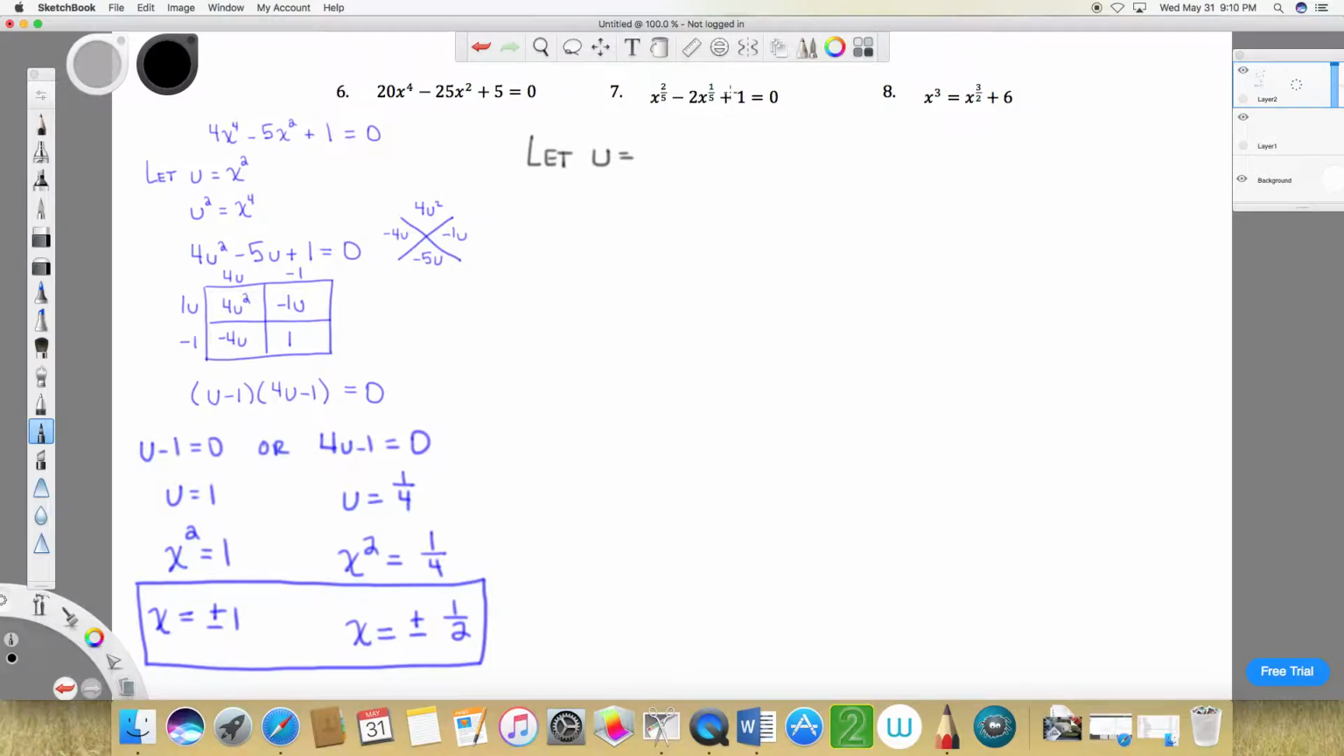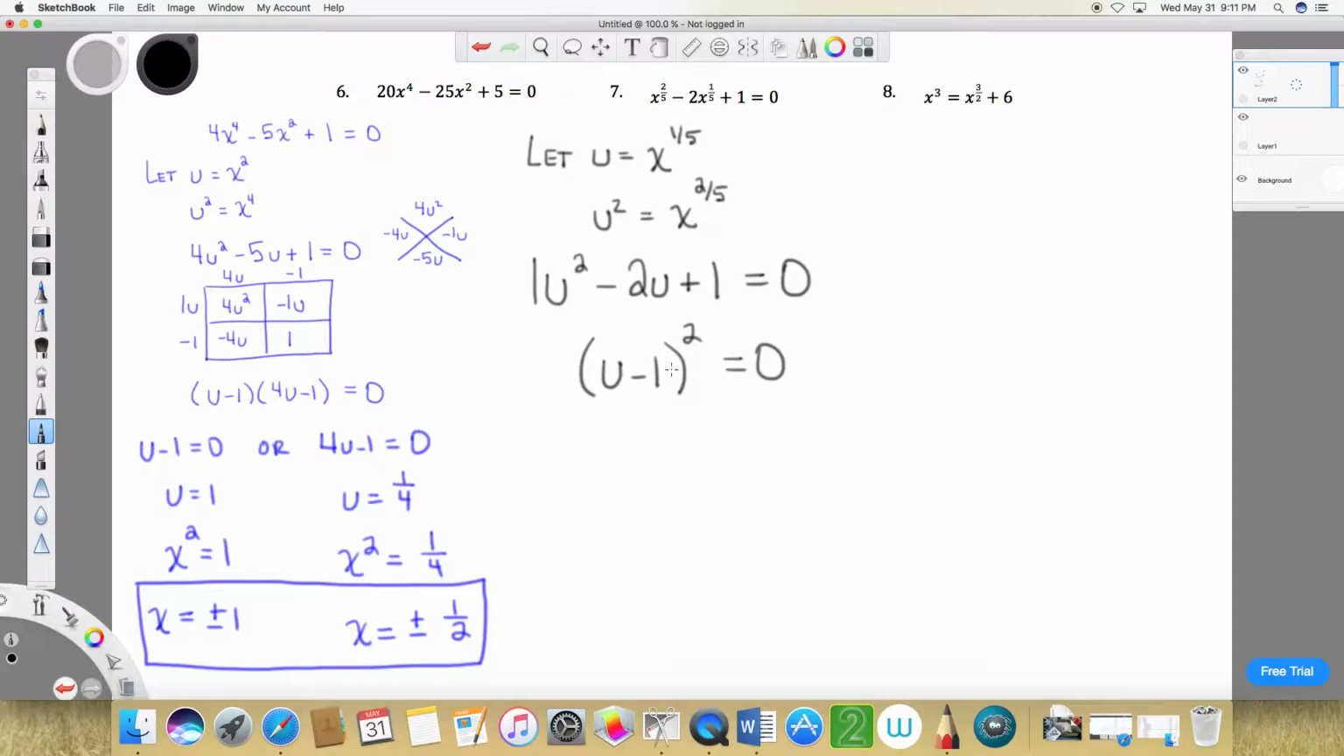I'm going to let u equal this middle variable here, the x to the 1/5. And if I square each side of this equation, I get that u squared is going to be x to the 2/5. So I can rewrite this equation as u squared minus 2u plus 1 is equal to 0. And this I can easily factor into u minus 1 quantity squared.